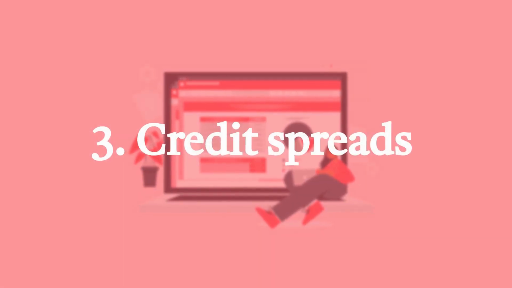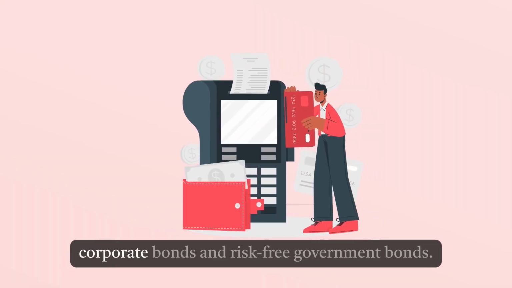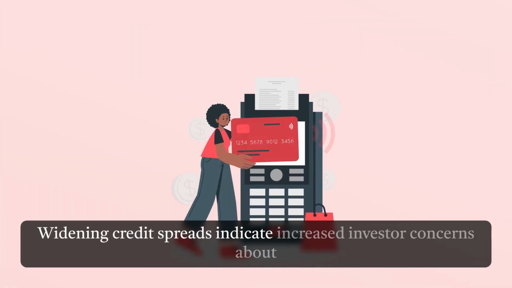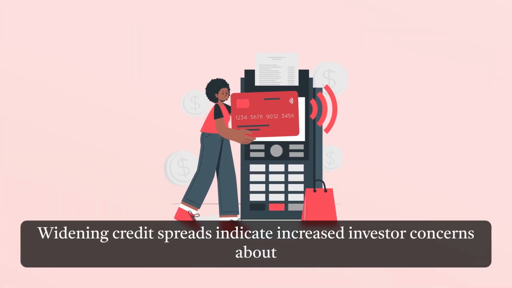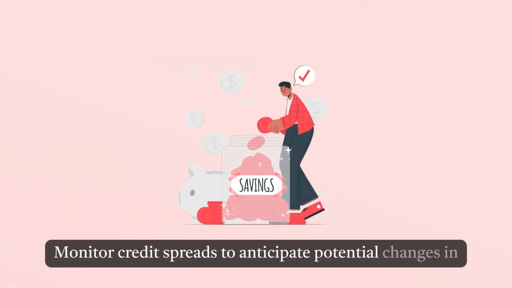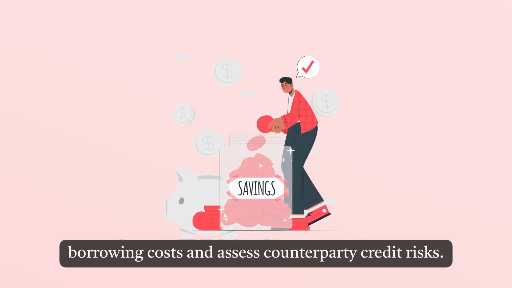3. Credit spreads. Credit spreads reflect the difference in yield between corporate bonds and risk-free government bonds. Widening credit spreads indicate increased investor concerns about creditworthiness. Monitor credit spreads to anticipate potential changes in borrowing costs and assess counterparty credit risks.